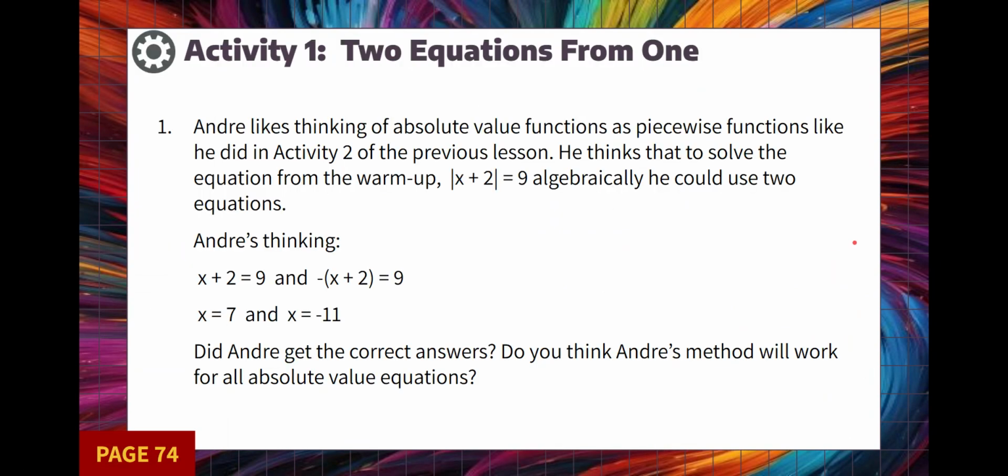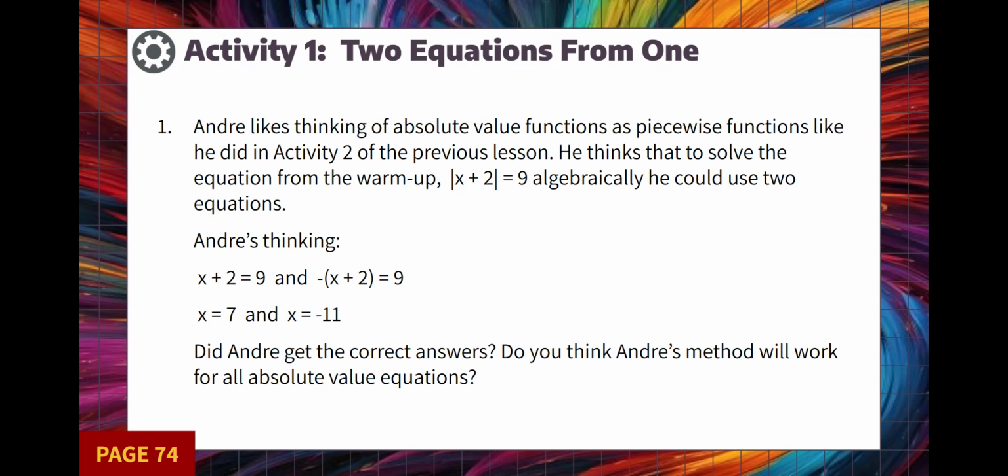So, two equations from 1. This is activity 1, page 74. Andre likes thinking of absolute value functions as piecewise functions like he did in activity 2 of the previous lesson. He thinks that to solve the equation from the warm-up, absolute value of x plus 2 equals 9, algebraically, he could use two equations. Andre's thinking are x plus 2 equals 9 and the other one is negative x plus 2 equals 9.